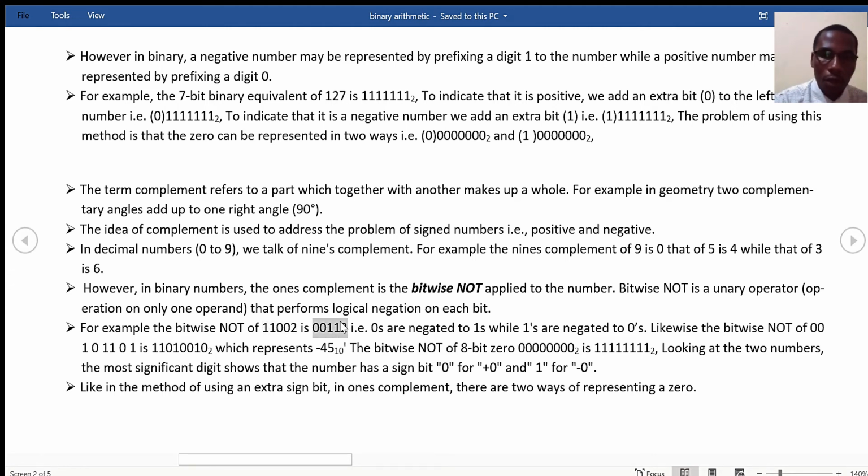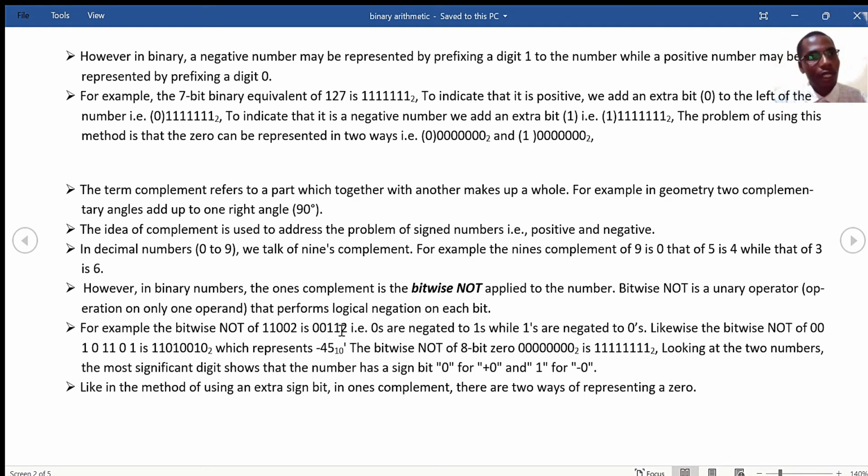So what have you learned from that? You will learn that whatever was ones becomes zeros, and whatever was zeros becomes ones. That is known as the bitwise not complement of binary numbers.